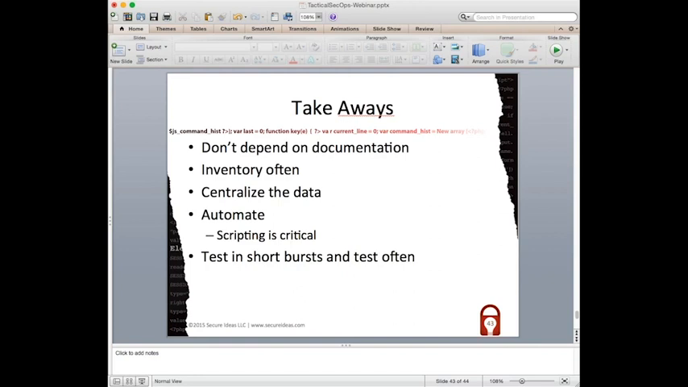If you looked at when a diagram was done, it's probably not within the last 3 months, and your environment has almost certainly changed. So run those inventories, do it often. Centralize the data together into one place where you can do analysis on that. Automate as much as possible.